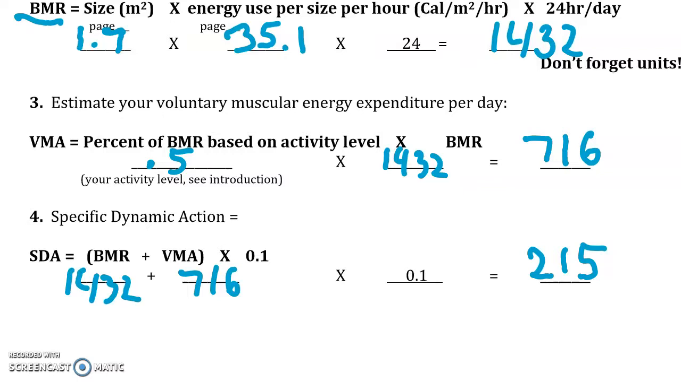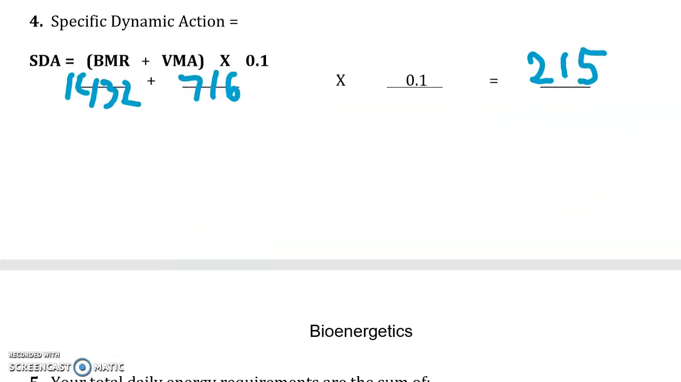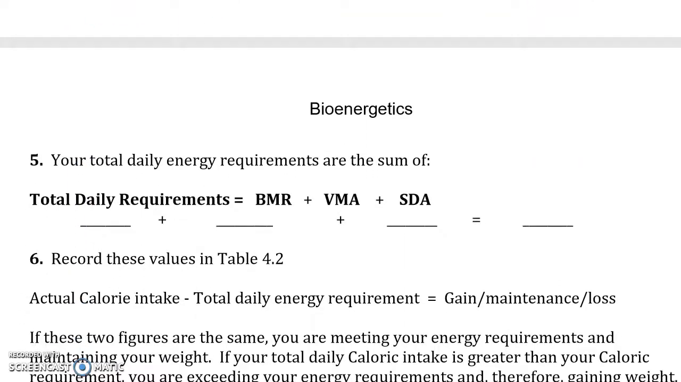Now we need to add all of this together, so we're going to have 1,432 plus 716 plus 215, and that's equal to 2,363, and that goes into this page right here.